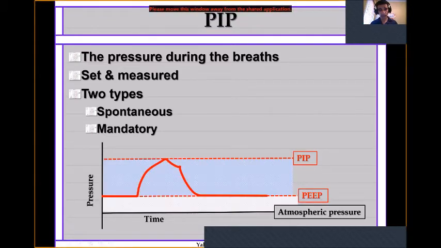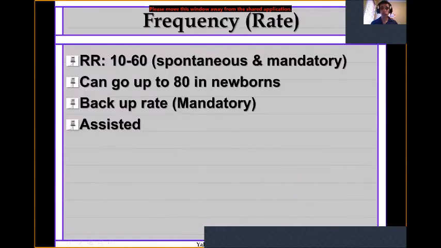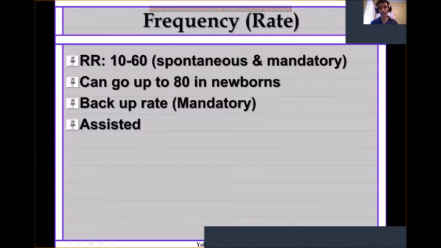So you can see that this is PEEP during expiration, and this is PIP, and it's above the atmospheric pressure. The other parameter is the frequency or the rate. The normal rate in the ventilator, starting from newborn to adult, is: the lowest that you can go in adult is 10, and the max in neonate that you can go is 60.